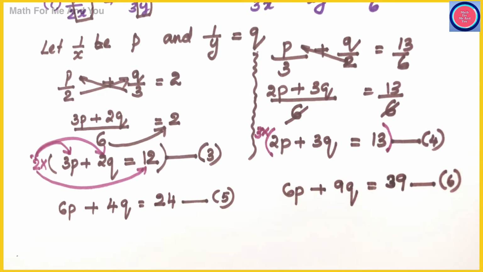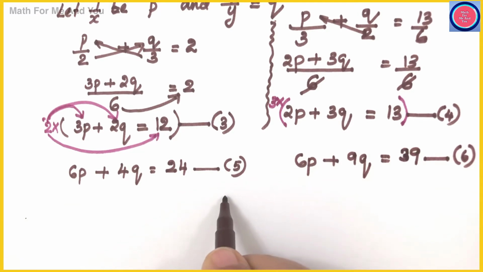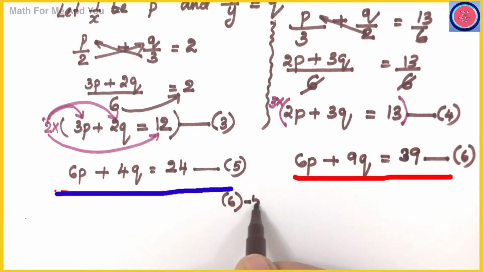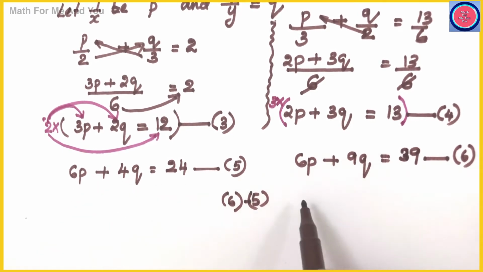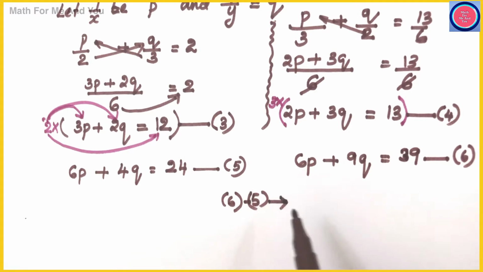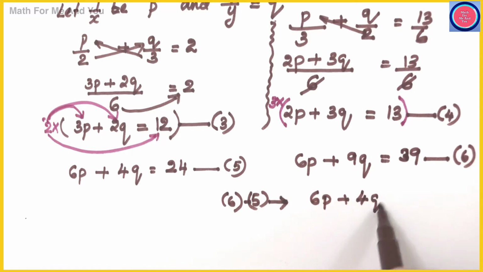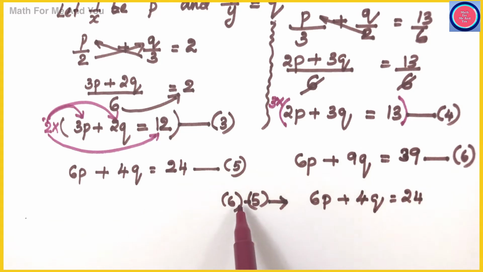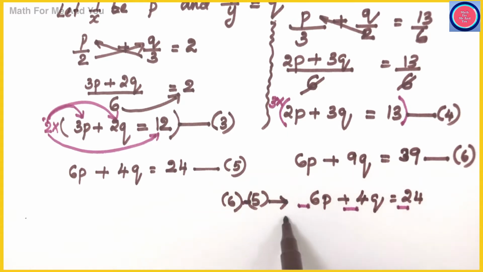Both the equations have the same coefficient 6p. If you want, you can subtract 5 from 6 or 6 from 5. I'm doing 6 minus 5. Equation 6 is there. Just below that, we write equation number 5. What is equation number 5? 6p plus 4q equals 24. Subtract means what? Minus. So we have to minus all these terms: minus 6p, minus 4q, minus 24 because of subtraction.